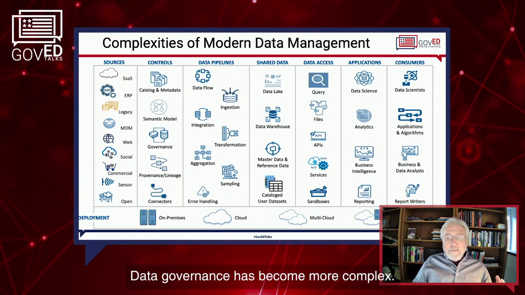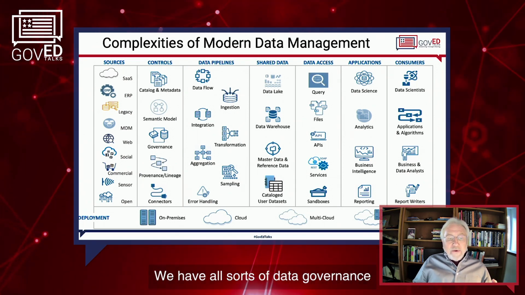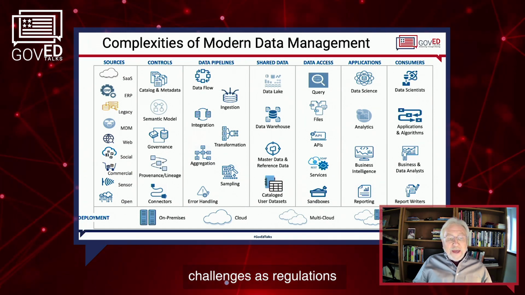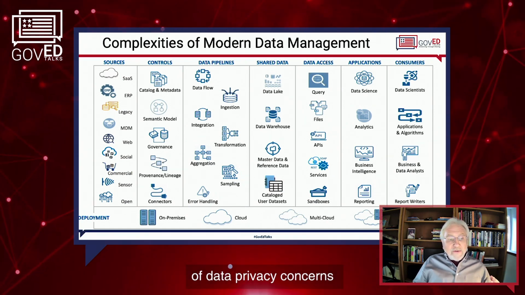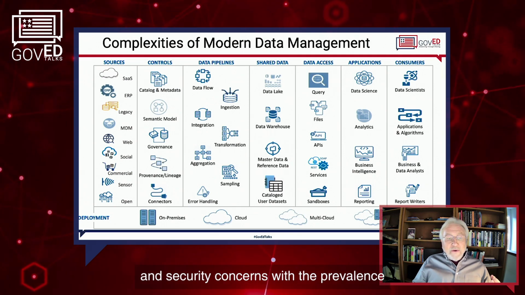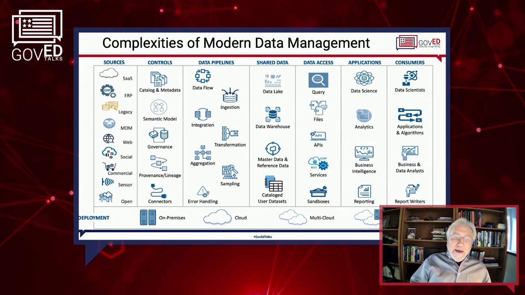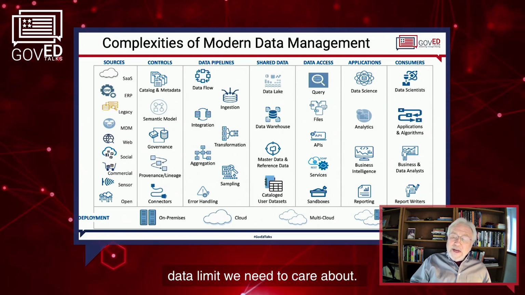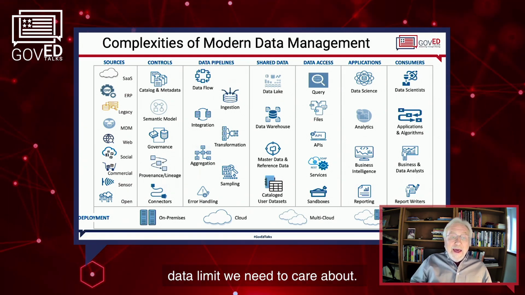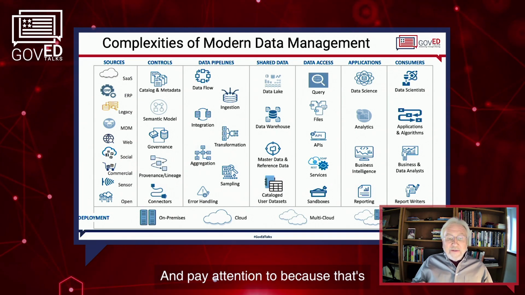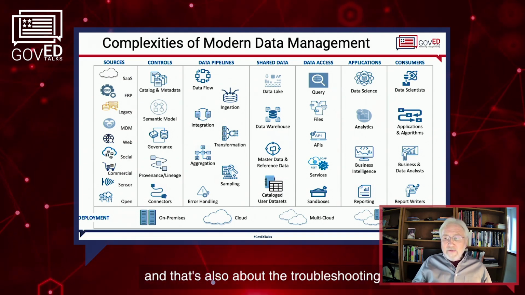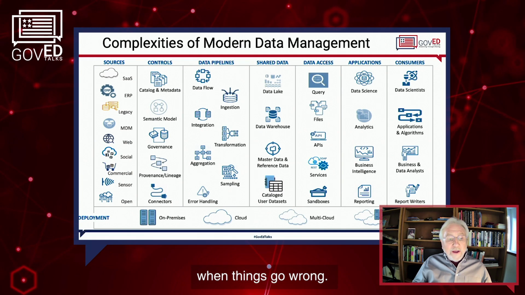Data governance has become more complex. We have all sorts of data governance challenges as regulations and data privacy concerns and security concerns with the prevalence of data breaches, and all of that stuff increases. The data provenance and the data lineage we need to care about and pay attention to, because that's about the trustworthiness of data, and that's also about the troubleshooting when things go wrong.